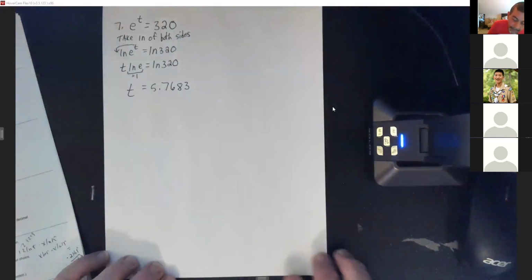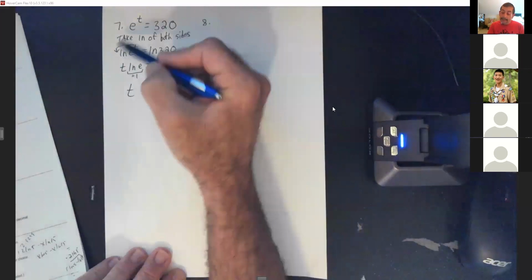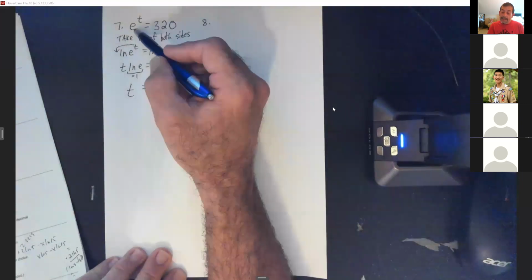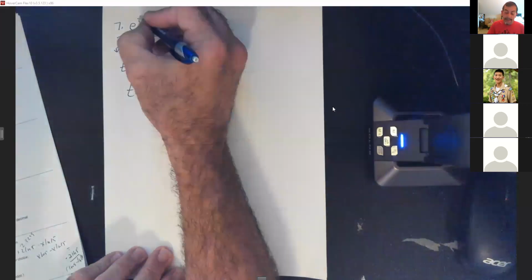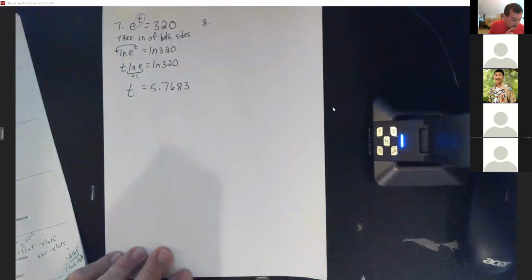Alrighty. So that's why we love the ln when we do e-based exponents, because they cancel each other out, making it a 1 eventually. And all that's left is basically those exponents. Okay. All right, let's see. I'm going to do my number 9 next.